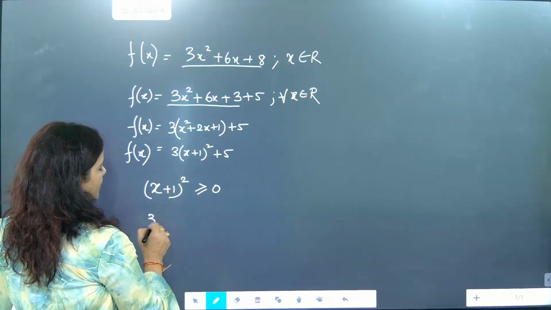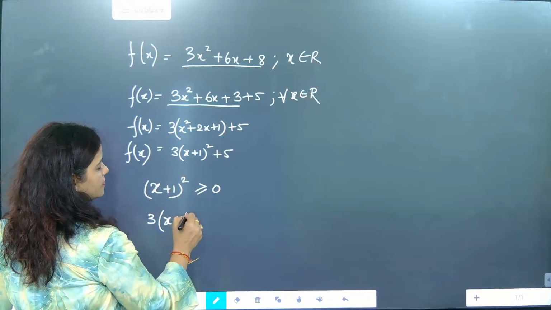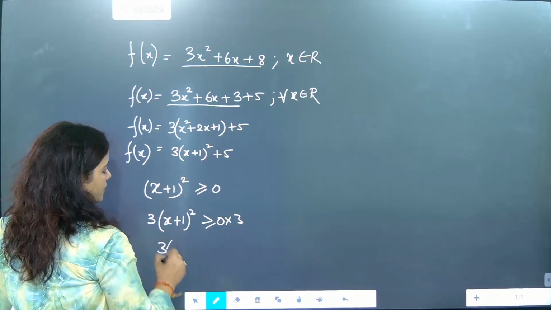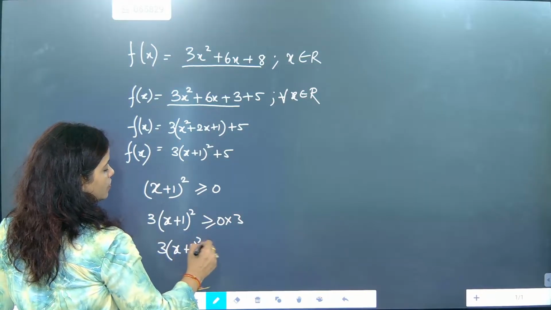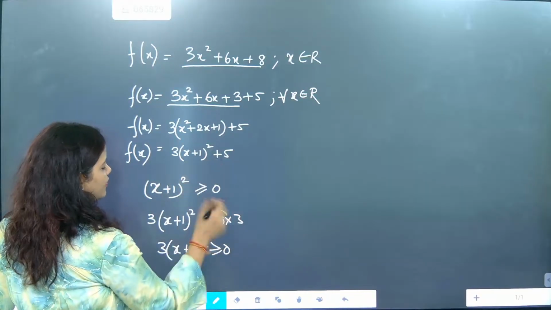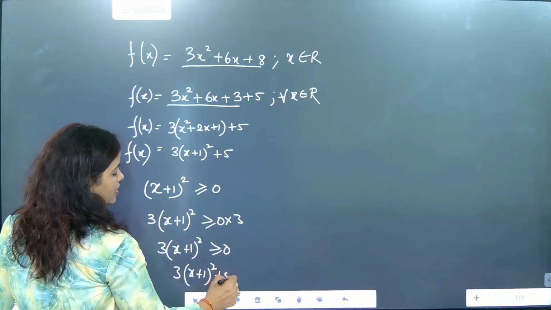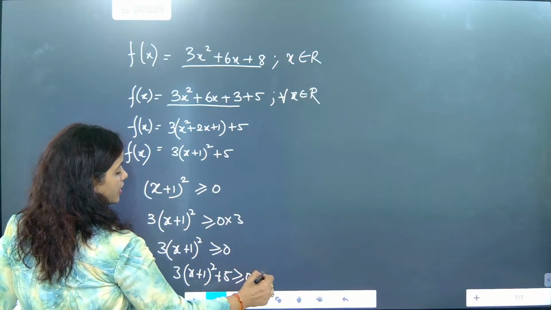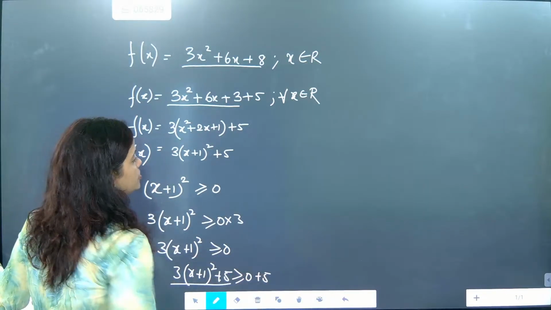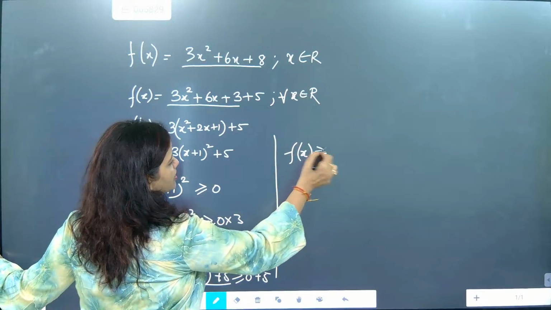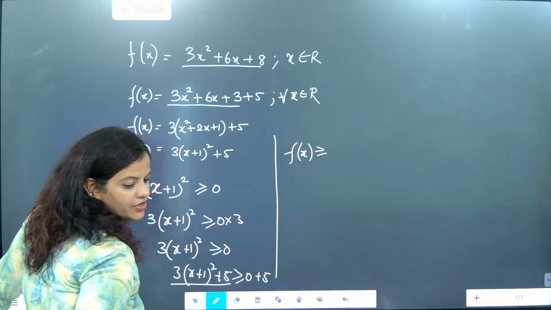Now we will multiply by 3. 3 times (x plus 1) whole square is greater than or equal to 0. Now add 5. So here it is 3 times (x plus 1) whole square plus 5, which is the function. So overall, the moment you saw the function came with a greater than sign, the function came with what sign?